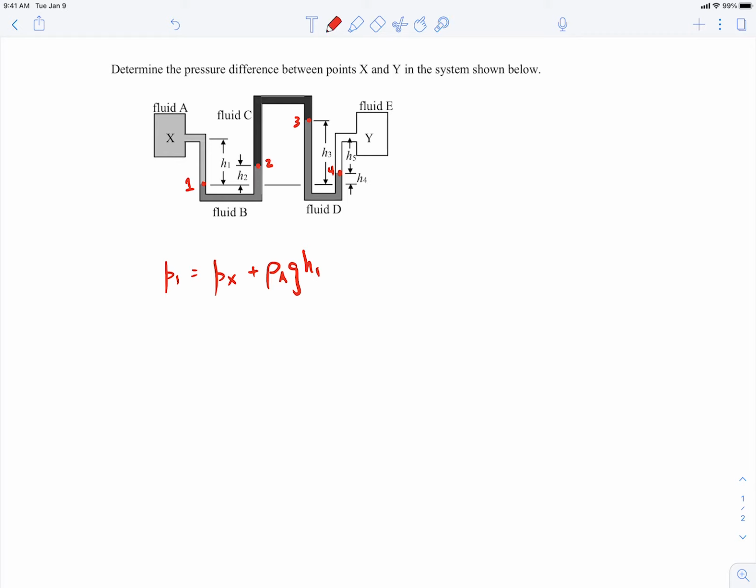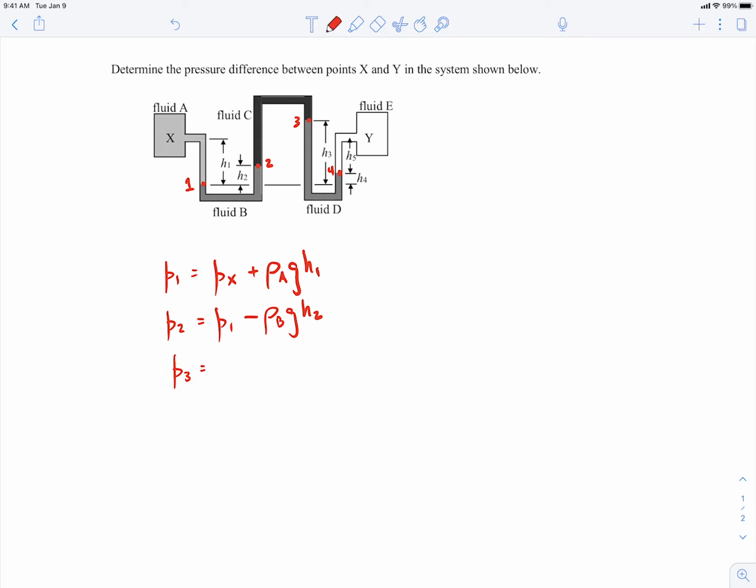Okay, now let me move to point 2. I'm going to start at the pressure at point 1. So I'm starting here. I can move horizontally in the same fluid, so I'm just going to move here. This will be the same pressure as at 1 because I'm moving horizontally. But now I'm moving up a distance of h2 in fluid B. So I'm going to subtract out the density of fluid B times g times distance h2. And again, here I'm subtracting because I'm moving up, so I'm removing some weight. So that's why it's minus. I'm moving in fluid B, so that's why I'm using the density of B. And I've moved vertically upwards a distance of h2. So that's how I get that.